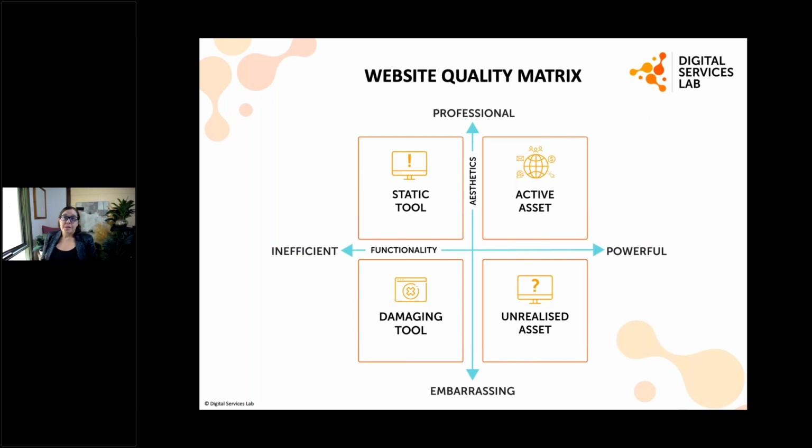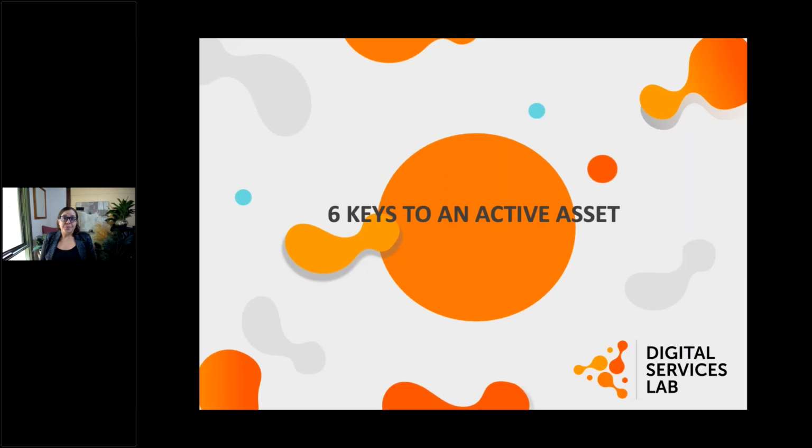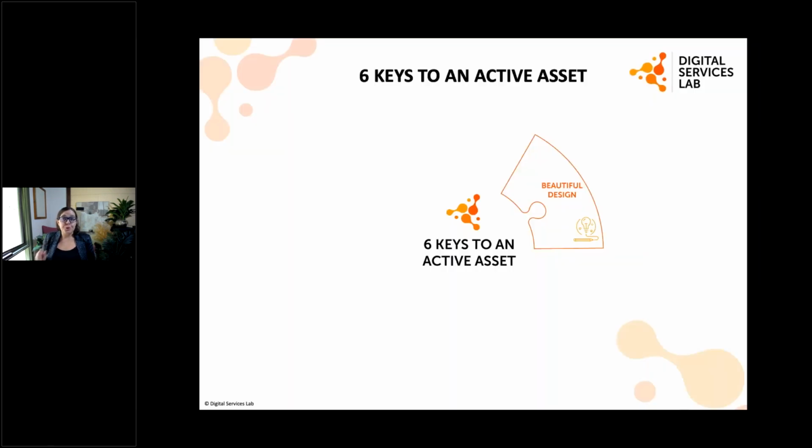So we've determined that there are 6 keys to an active asset. So let's talk about those 6 keys. When you're planning for your website, these are the fundamentals that you need to take notice of. The first one is a beautiful design. The website should be modern, professional, responsive, and it needs to be on brand.